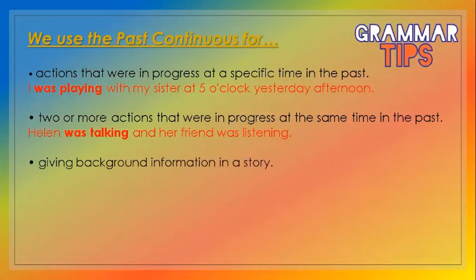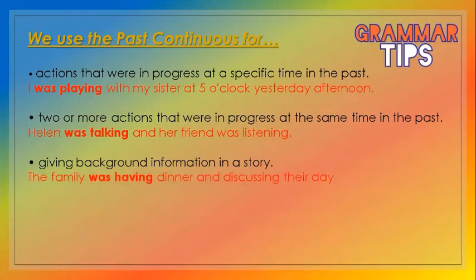And here we use past continuous in order to give background information in a story, when you describe the background of a story. Look at the example: The family was having dinner and discussing their day. Or the sun was shining, the birds were singing, etc. So when we want to describe the background of a story, we use past continuous.